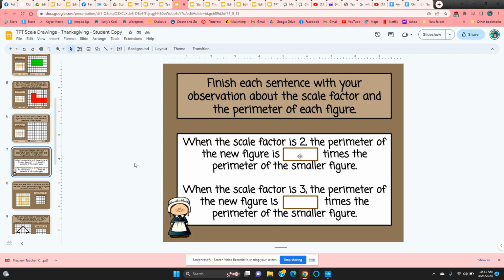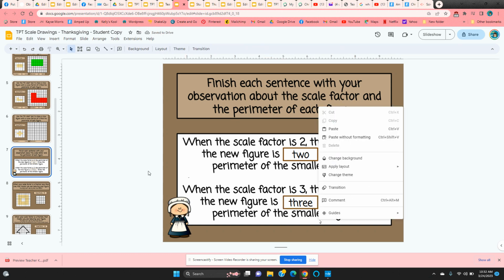At this point, they might be able to guess what the new perimeter is. Then, just a review on slide 7: when the scale factor is 2, the perimeter of the new figure is 2 times the perimeter of the smaller figure. If the scale factor is 3, the perimeter will be 3 times the perimeter of the smaller figure. They just have to type in 2 and 3.